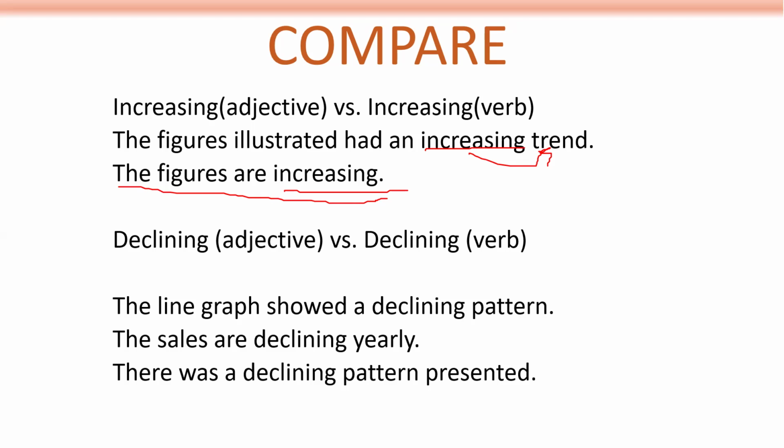Okay. Adjective because it modifies the word pattern. The sales are declining yearly. Okay, tama. Verb. There was a declining pattern presented. Yes, adjective.